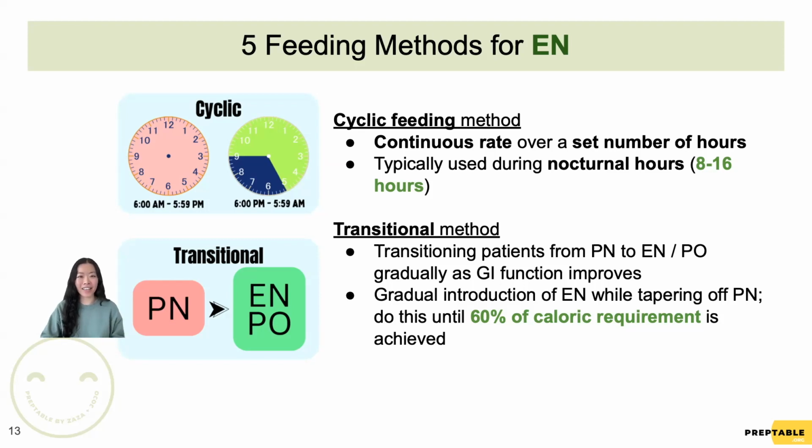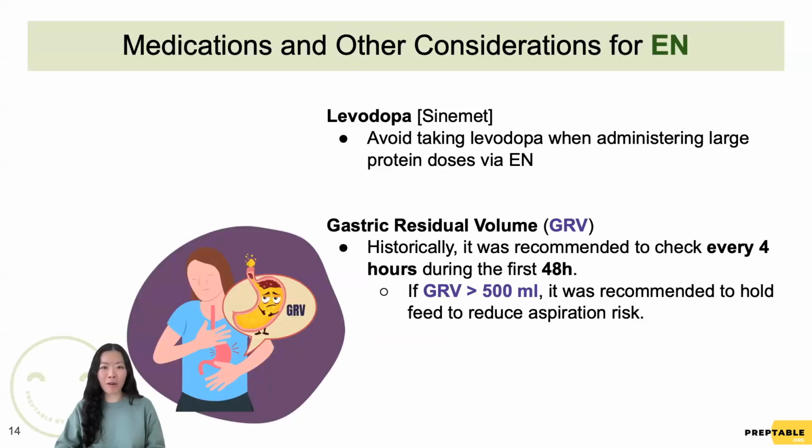But the downside is it requires close monitoring and adjustment of nutrient intake. So it is often done in a hospital setting. Before we jump into EN macros and calculations, I want to remind you two things. First up, levodopa, also called Sinemet. Since protein reduces levodopa's efficacy, avoid taking levodopa when administering large protein doses via foods or EN.